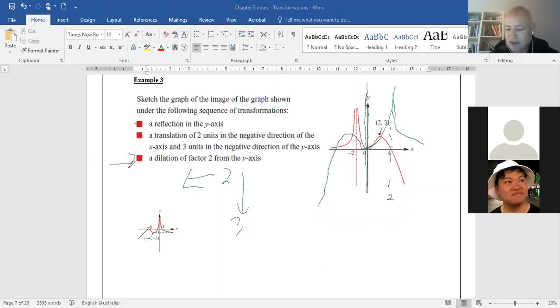So remember, if it's factor 2 from the y-axis, it's stretching the x's out. But that is the final answer. I'm going to leave that one because I know that if I try and do it on this screen, it's all going to be wobbly and I won't be able to work it out, and you won't see anything. So I'm just going to clear that drawing because it's ridiculous and move on to the next one.